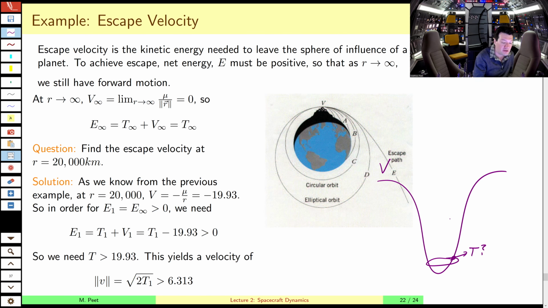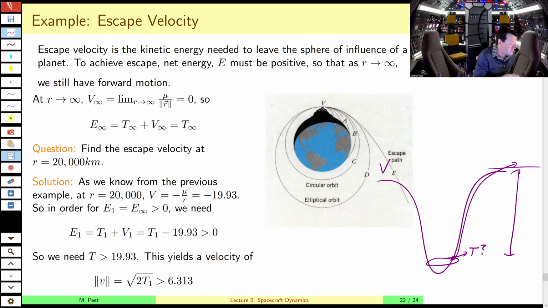Because remember, if its total energy is greater than zero, it will be able to convert all that kinetic energy into potential energy and sort of pay the piper, right? It'll be able to pay this toll required to get out of the gravity well of the planet. All right. So, how do we calculate this? It's, again, relatively easy.